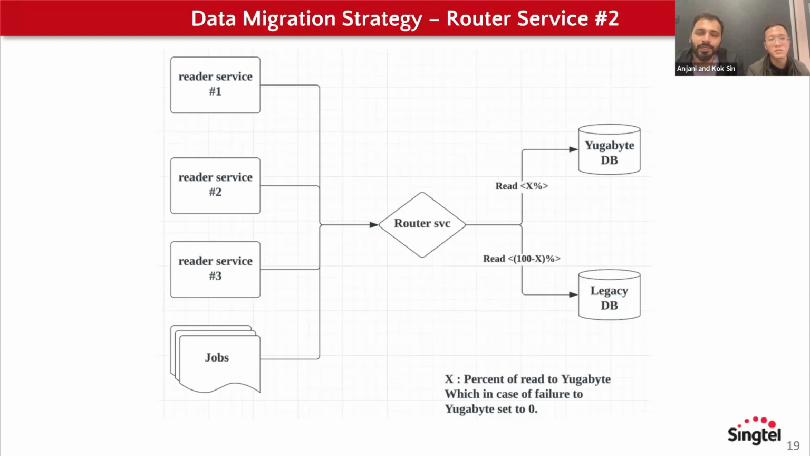Over here, for read operations, the router has a configuration for how much read we want to direct to YB and how much we want to serve from the legacy database. If any failure happens on Yugabyte, all the read operations are directed to the legacy and vice versa. Services don't get impacted by any issues while migration is underway. So here we can see that X is the configuration percentage, which can be set to 0 if there is any failure happening on Yugabyte, and at the time of full cutover, it can be set to 100%.